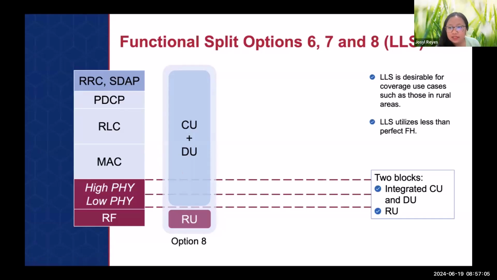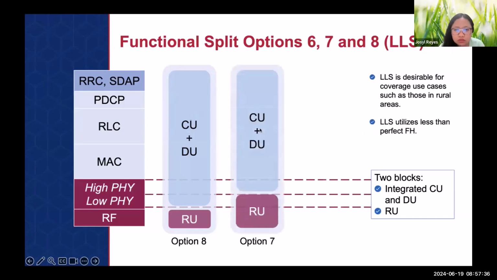Ayan. So in this case, maganda ito for cases na medyo rural kasi less front end processing yung kailangan, more on really just providing the analog digital and digital to analog conversion. So kapag medyo mas konti yung subscribers, more cost effective na to pull together most of the functions in a centralized location. Okay, so ayan. The next option is option 7.